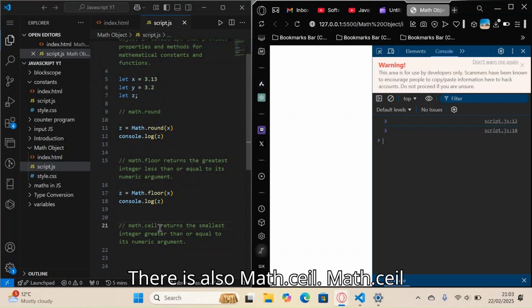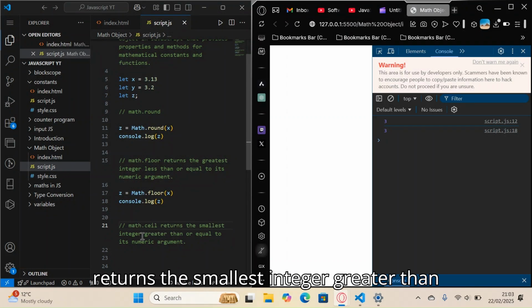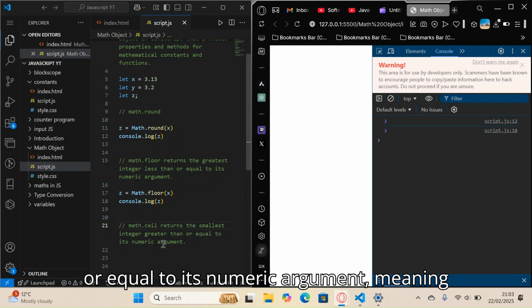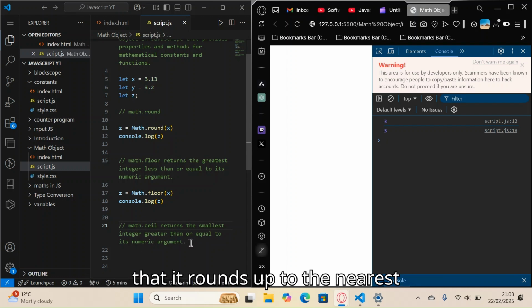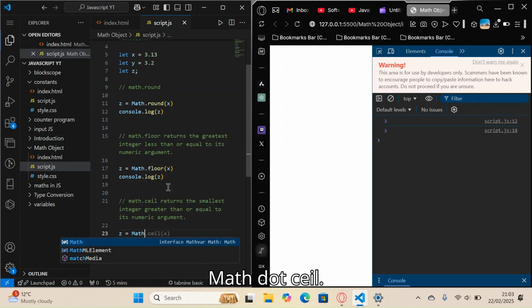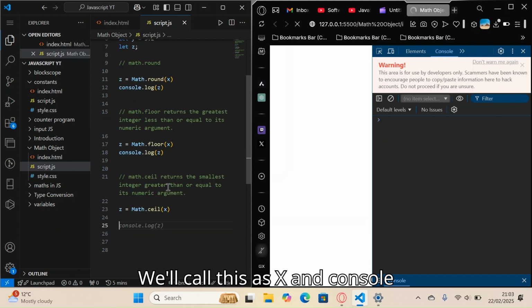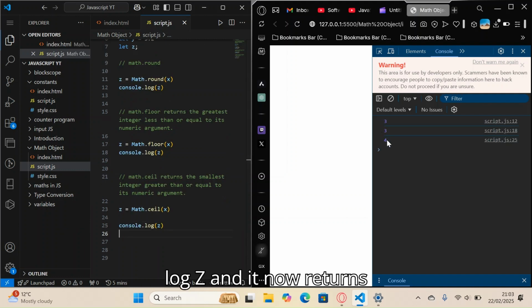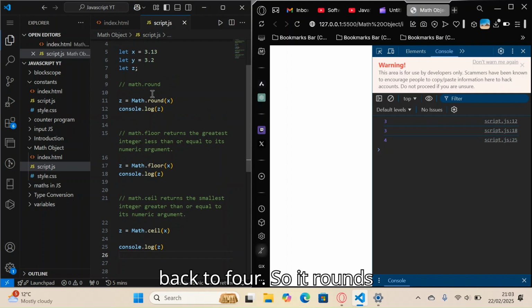There is also math.ceil. Math.ceil returns the smallest integer greater than or equal to its numeric argument, meaning that it rounds up to the nearest number instead of rounding down. It's the opposite of math.floor. Okay, so let's call z equals math.ceil(x), and console.log z, and it now returns 4. So it rounds up this time. So this is what math.ceil is.